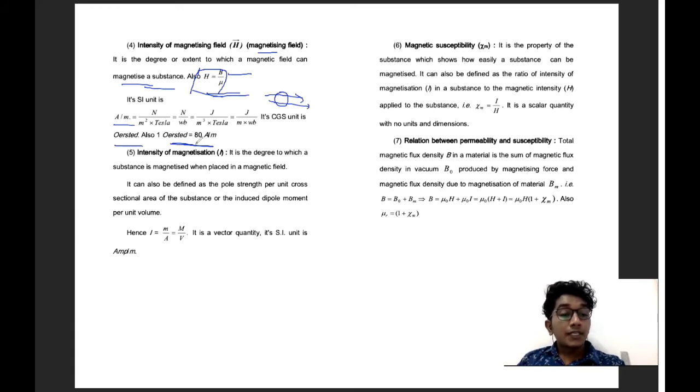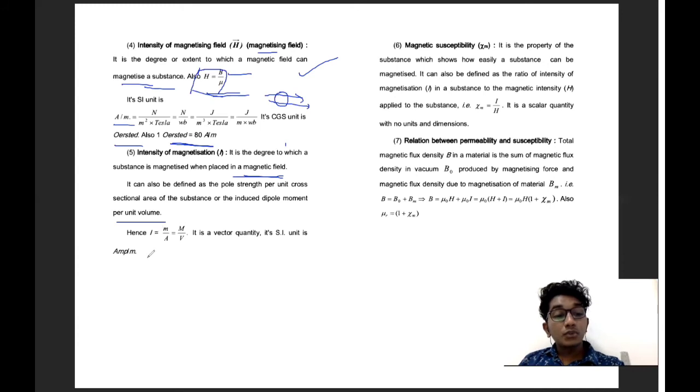Okay, so next is intensity of magnetization I. This is intensity of magnetizing field, and this is intensity of magnetization. You have to be very sure about each term. It is the degree to which the substance is magnetized when it is placed in a magnetic field. So this is the general property of that substance when placed in a magnetic field. It can also be defined as the pole strength per unit cross section area, or the dipole moment induced in the substance per unit volume.